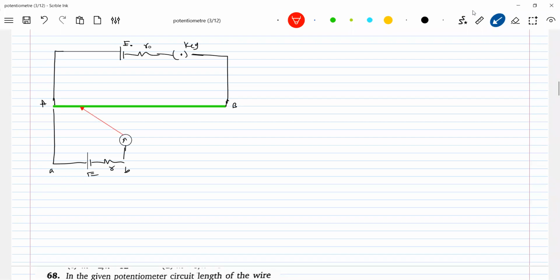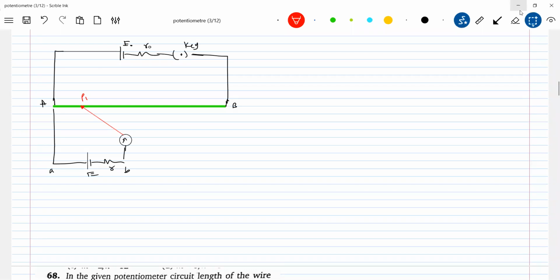If the jockey is near to A, how the current will flow through the galvanometer? Across the cell, you tell it. B to A or A to B? Tell me which potential difference will be more. I'll keep it here. Let me call this P1. And tell me which potential will be more.